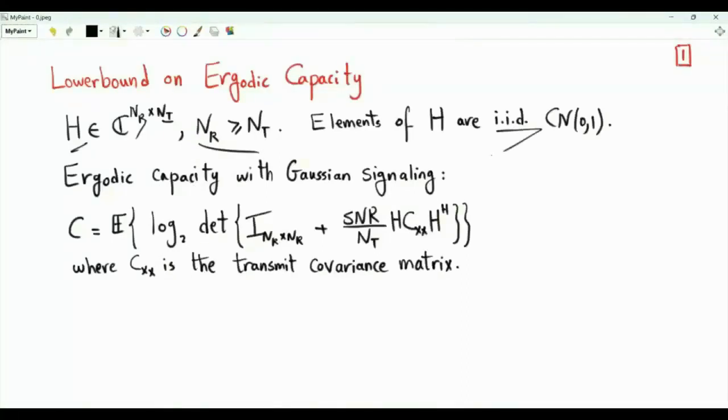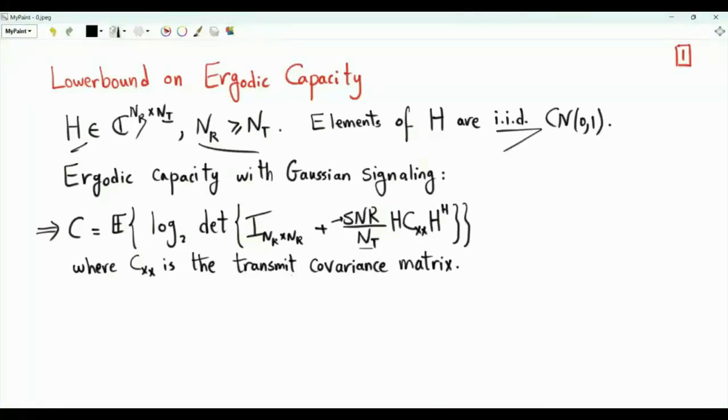The elements of H are i.i.d., complex-valued circularly symmetric Gaussian random variables with a mean of 0 and a variance of unity. This is the expression for the ergodic capacity. In this expression, we have SNR, the average signal to noise ratio per receive antenna. Here the averaging is over the transmitted symbols and the channels.